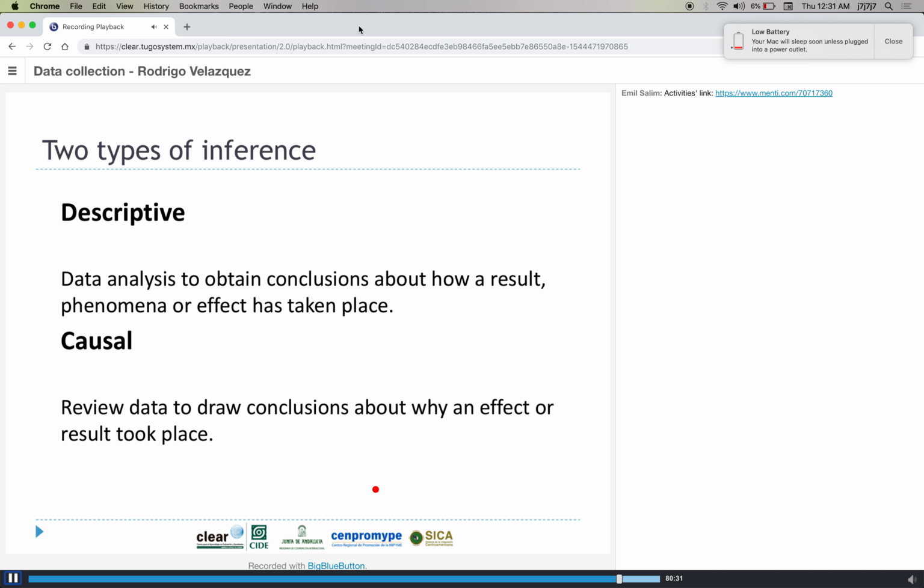So the objective is to review data to draw conclusions about why an effect or result took place. So in this case, we have two types of inference that provide information concerning the same phenomenon. One has to do with how it happened, and the other one says why it happened.